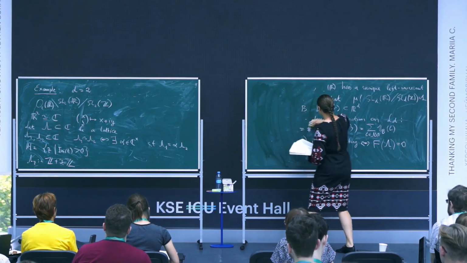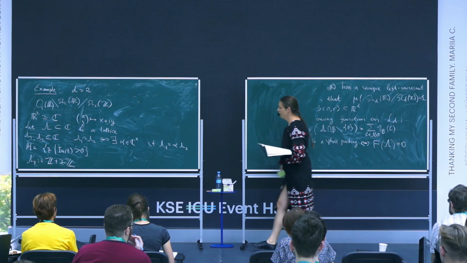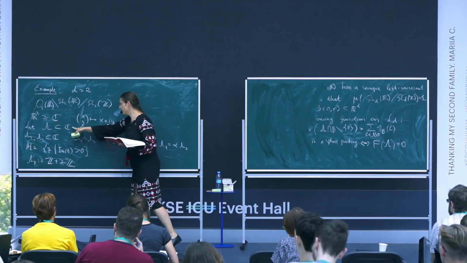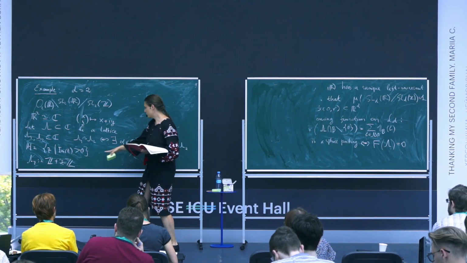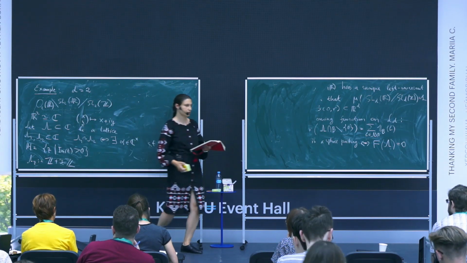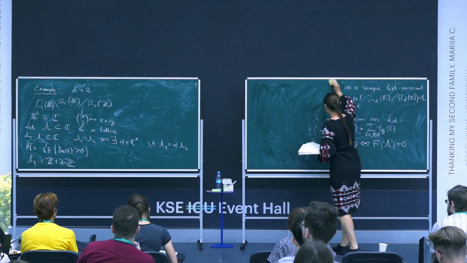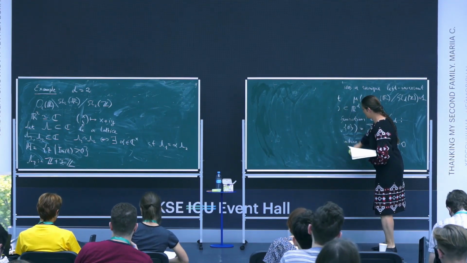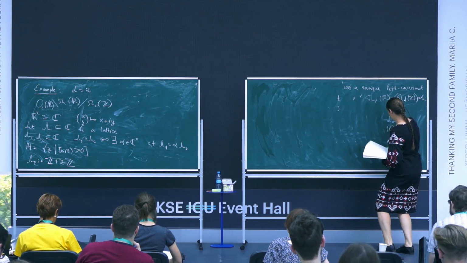And so now a useful fact is that every lattice inside of complex numbers is equivalent to Lambda_z for some z in the upper half plane. So we found a convenient parameter for our lattices.